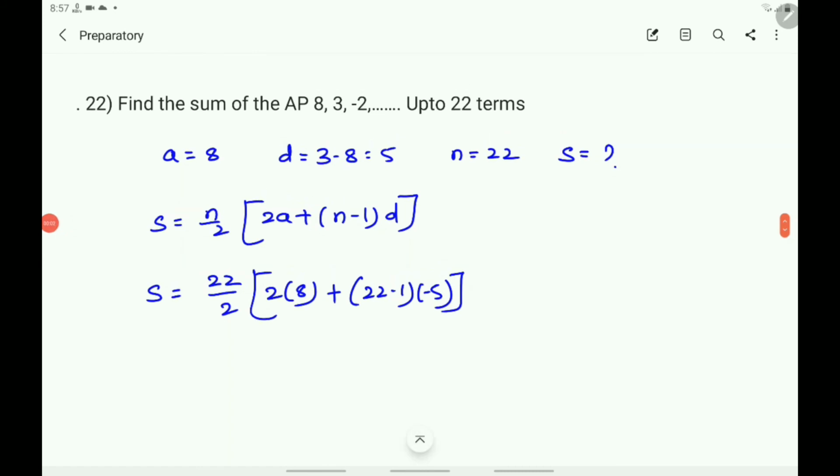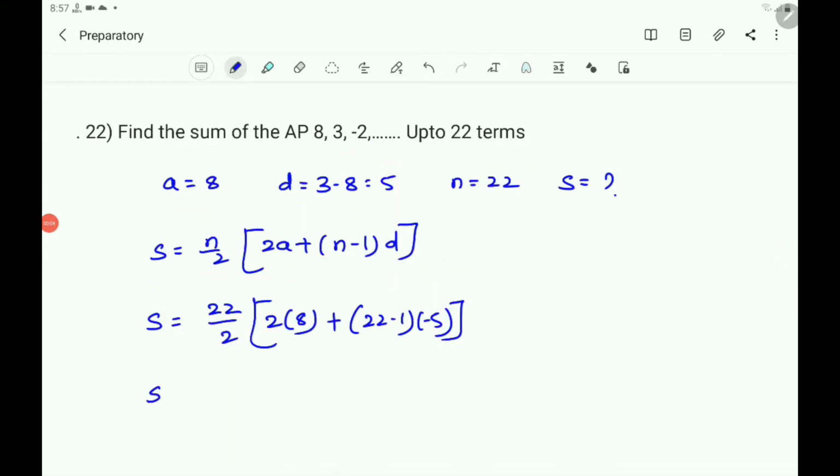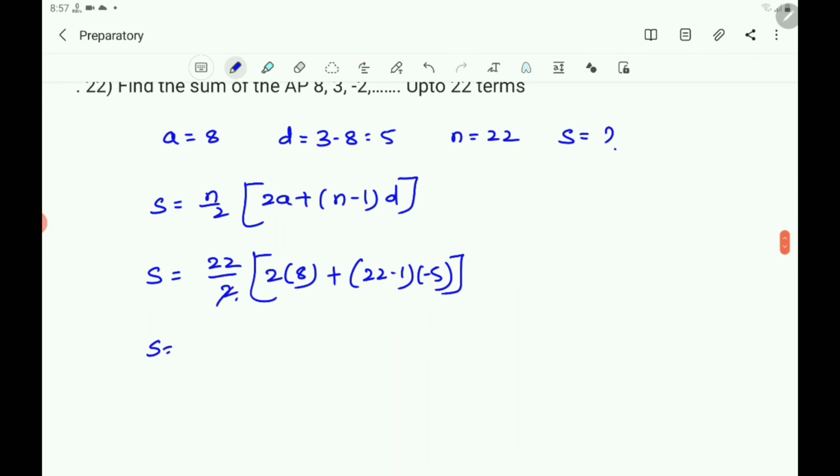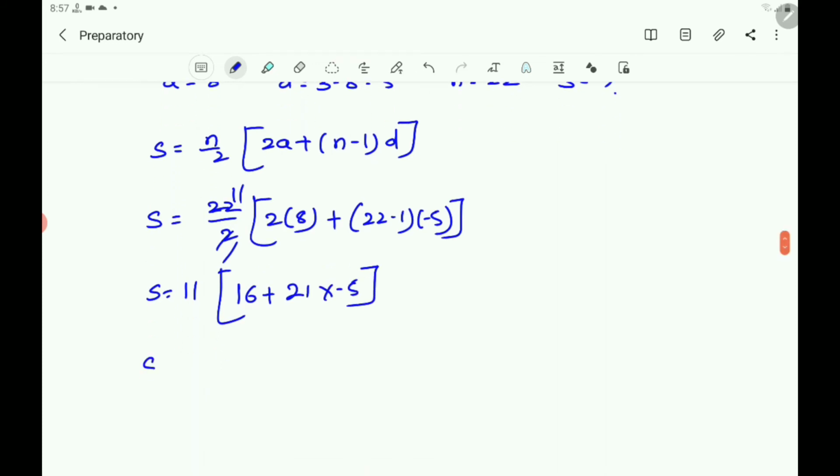S equals 2 1s are 2, 11s are 11, 2 8s are 16, plus 22 minus 1 is 21 into minus 5. That equals S equals 11 into 16, 21 5s are 105.